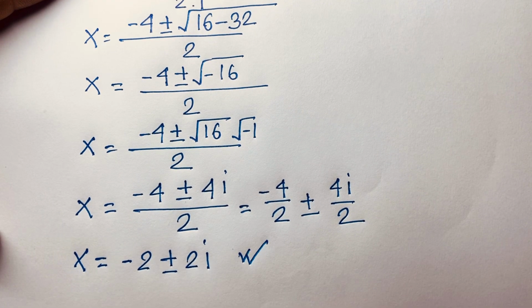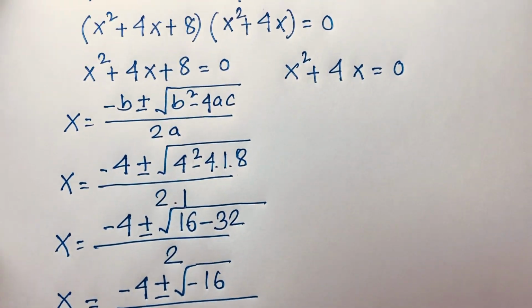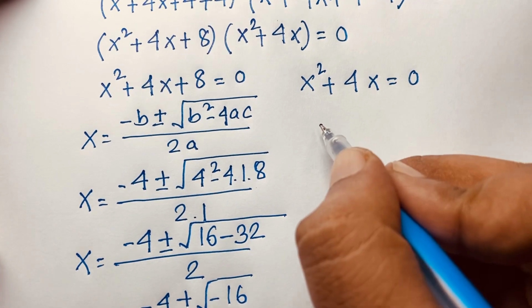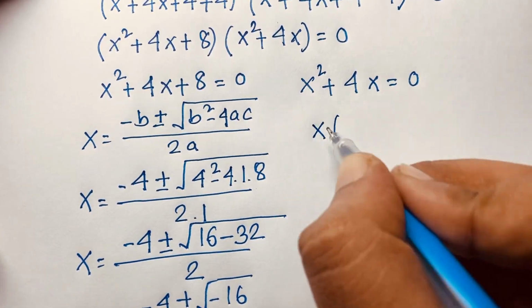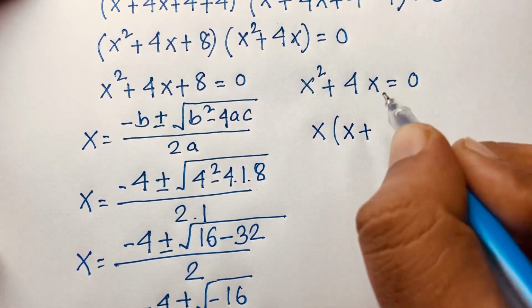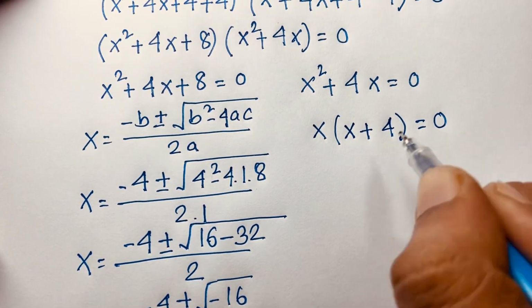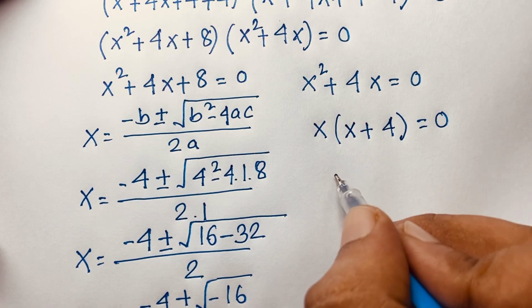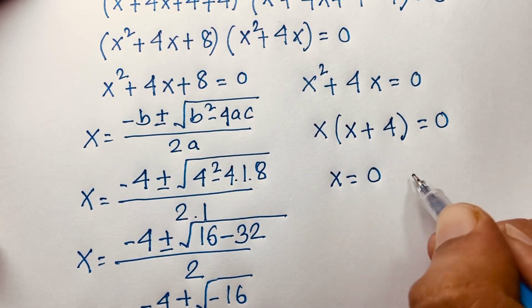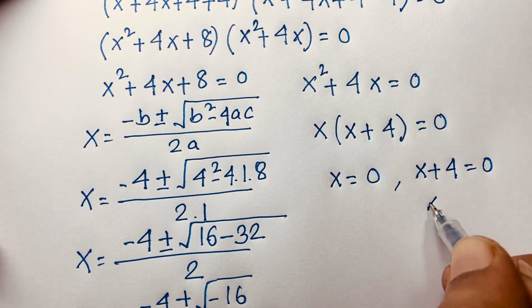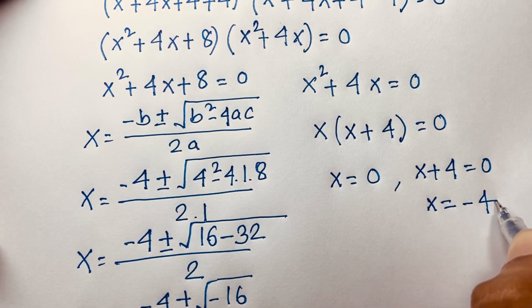Here are two solutions. Now the other two solutions come from x^2 + 4x = 0. You can see x is common, so x times (x + 4) is equal to 0. We find two cases. Our first case is x = 0. Another case is x + 4 = 0, so x = -4.